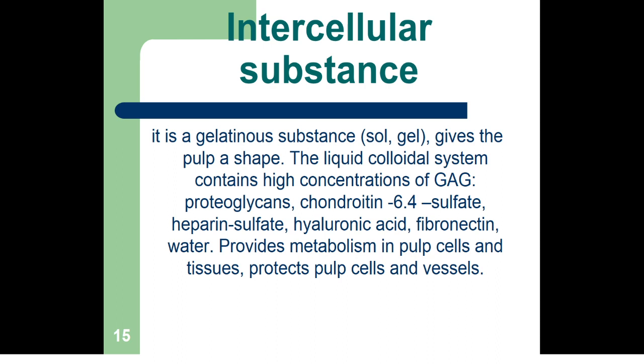Intercellular substance. It is a gelatinous substance, gives the pulp its shape. The liquid colloidal system contains a high concentration of glycosaminoglycans, proteoglycans, chondroitin sulfate, heparan sulfate, hyaluronic acid, fibronectin, water. It provides metabolism in pulp cells and tissues. It protects pulp cells and vessels.